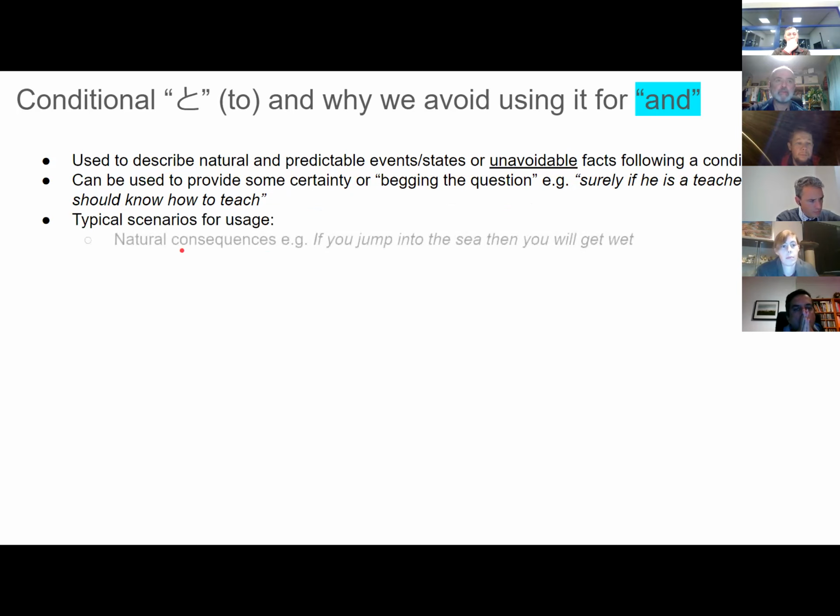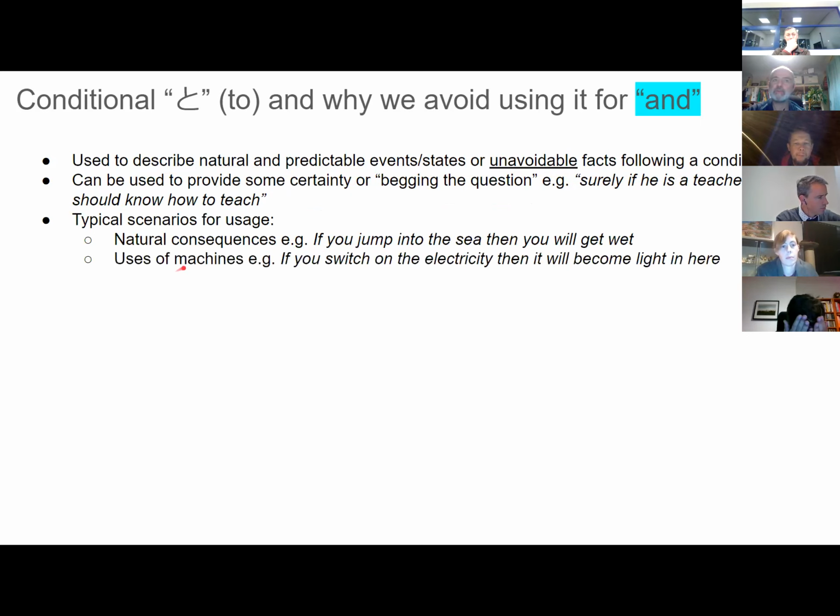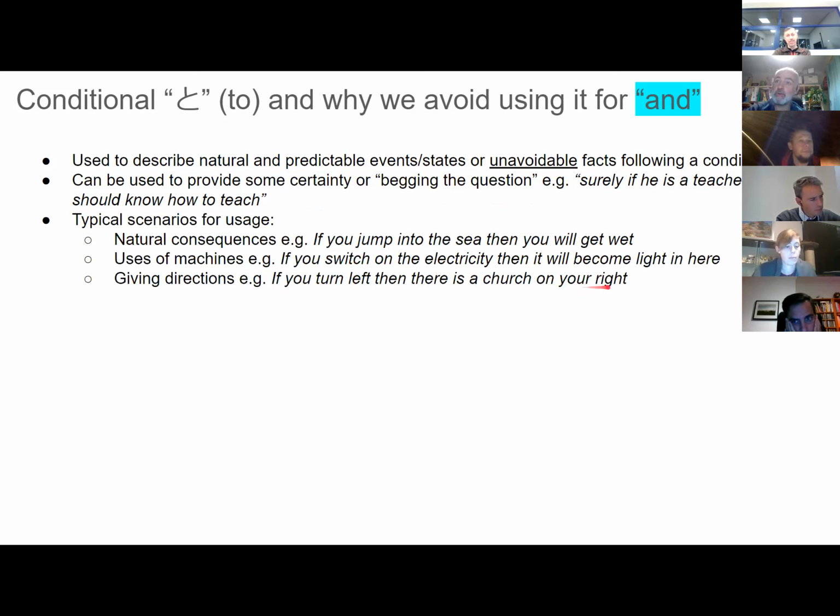So these typical scenarios. One is natural consequence. For example, if you jump into the sea, then you'll get wet. Uses of machines. If you switch on the electricity, then it will become light in here. And giving directions. If you turn left, then there is a church on your right. These are all stated facts rather than if you're going to the shops, then I would like to come as well. It's not that kind of conditional.